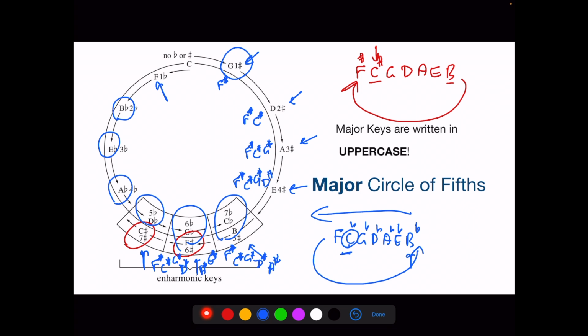Okay, so it's the same thing on the opposite side, C, and then this time we have the F, which is one flat. So remember, order of flats is reverse.